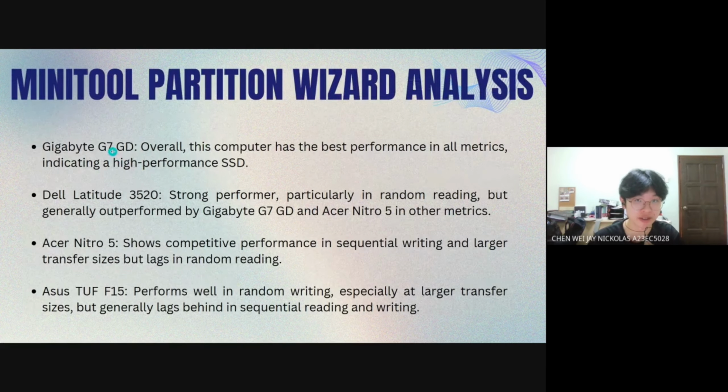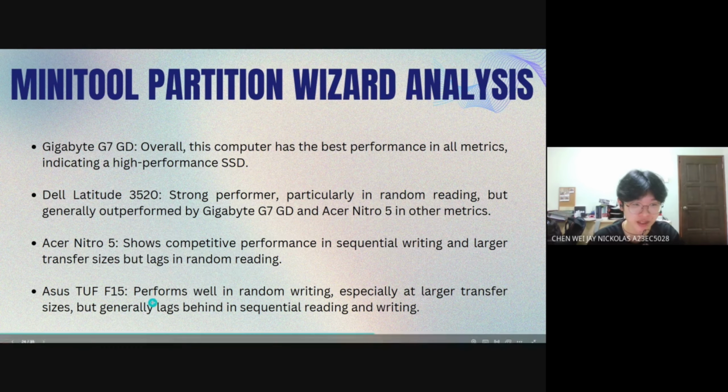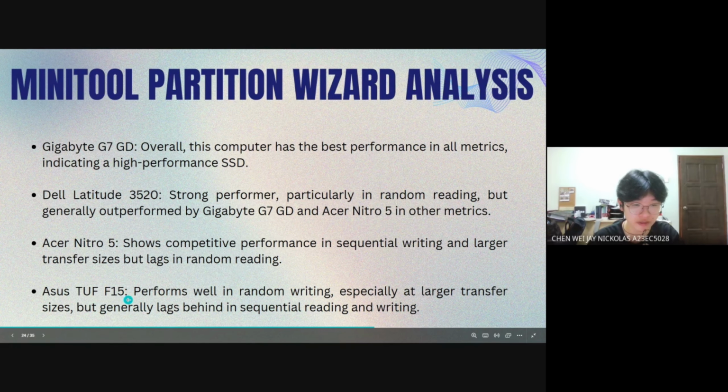Okay, so based on the result, we can find that the Gigabyte G7 GD has the overall best performance in all metrics, also indicating a high performance SSD. And the second one is Dell Latitude 3520, which is also a strong performer, particularly in random reading, but generally outperformed by Gigabyte G7 GD and Acer Nitro 5 in other metrics. And the Acer Nitro 5 shows a competitive performance in sequential writing and larger transfer sizes, but it lags in random reading. And the Asus TUF F15 performs well in random reading, especially at larger transfer sizes, but generally lags behind in sequential reading and writing.